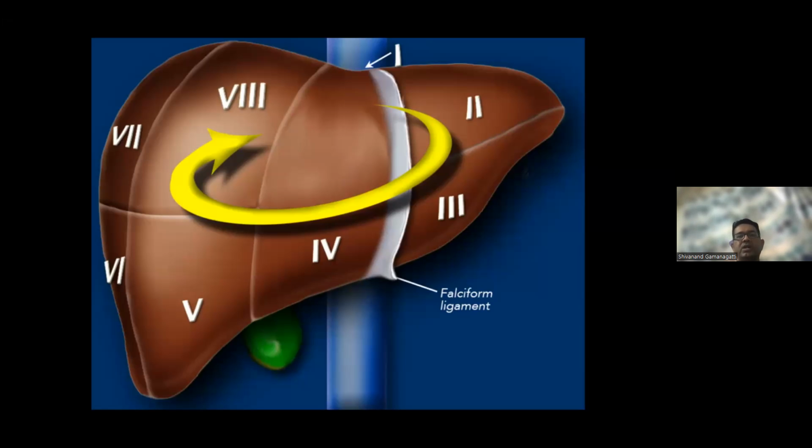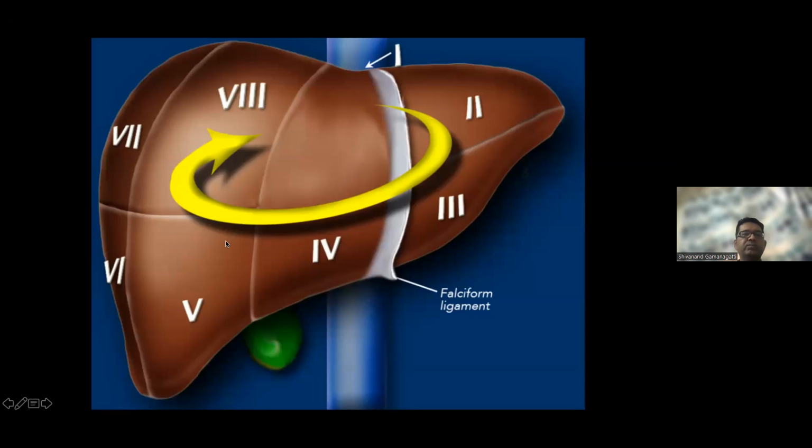Now start clockwise. Starting from above the portal bifurcation, to the left of the falciform ligament, it is segment 2. The same segment below the portal bifurcation, to the left of the falciform ligament, is segment 3. When you go further to the right, that segment becomes 4B. Superiorly, it becomes segment 4A.